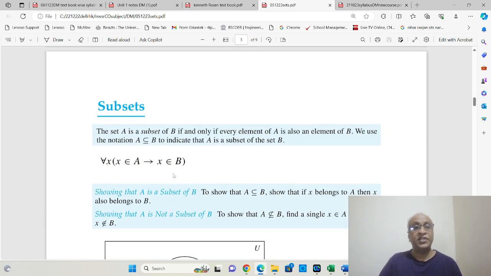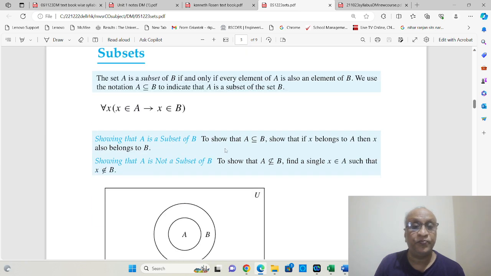So what is a subset? Subset is denoted by this symbol. A is a subset of B when every element of A is also an element of B. So for all x, x belongs to A implies x belongs to B.